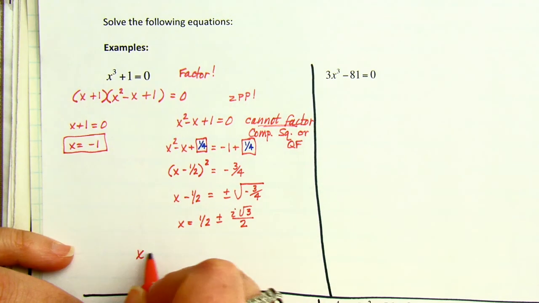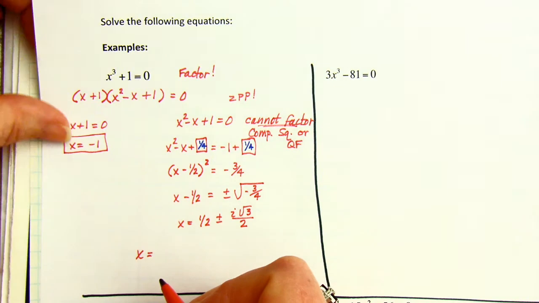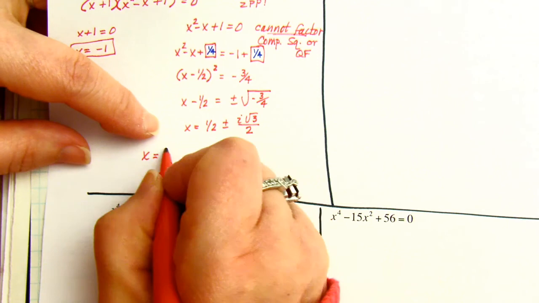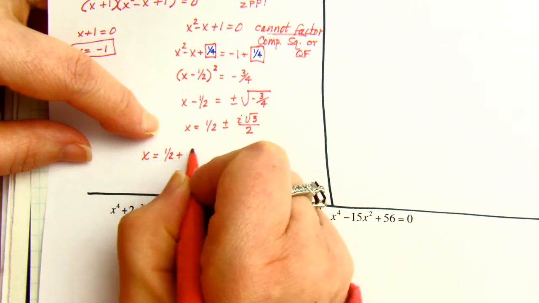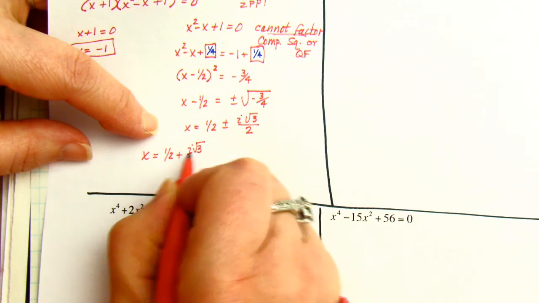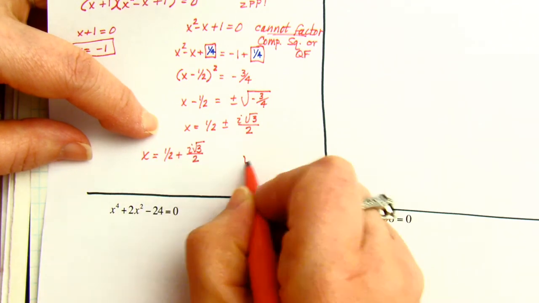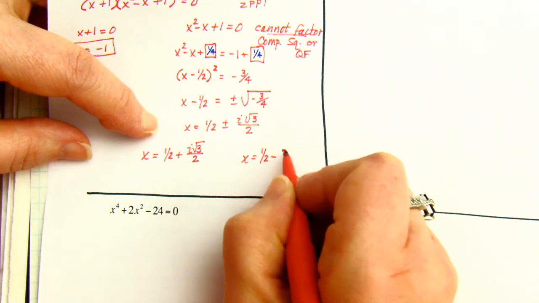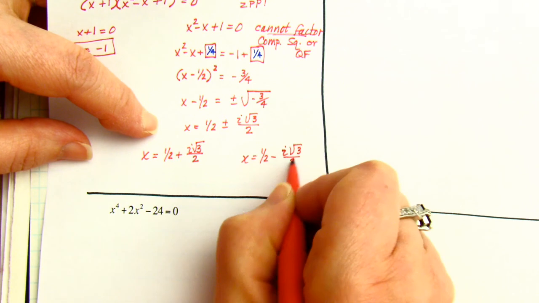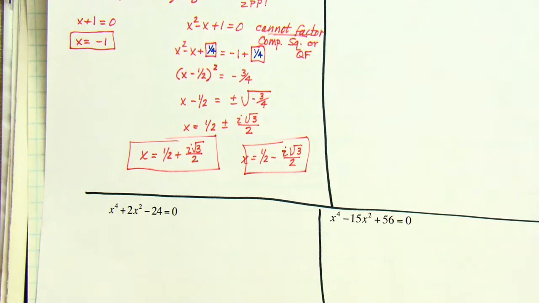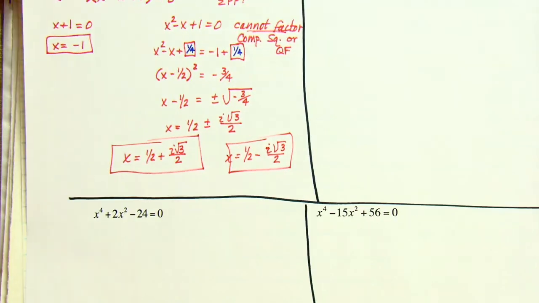Okay, so I have two imaginary roots here. I've got x equals 1/2 plus i root 3 over 2, and x equals 1/2 subtract i root 3 over 2. Remember, you have to write them as separate answers. So I've got one real solution, negative 1, and I've got two imaginary roots or solutions.